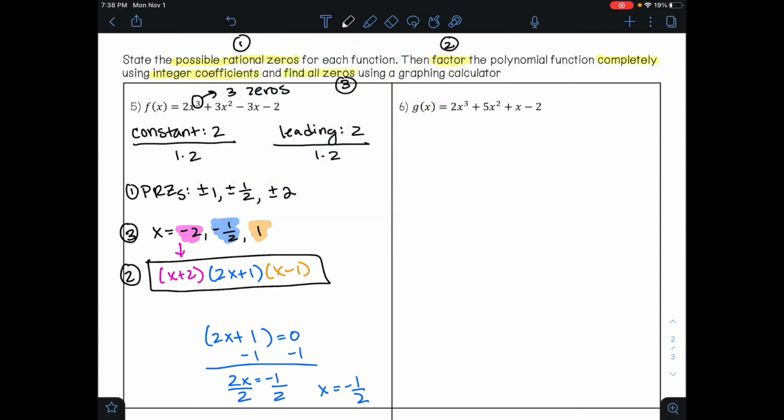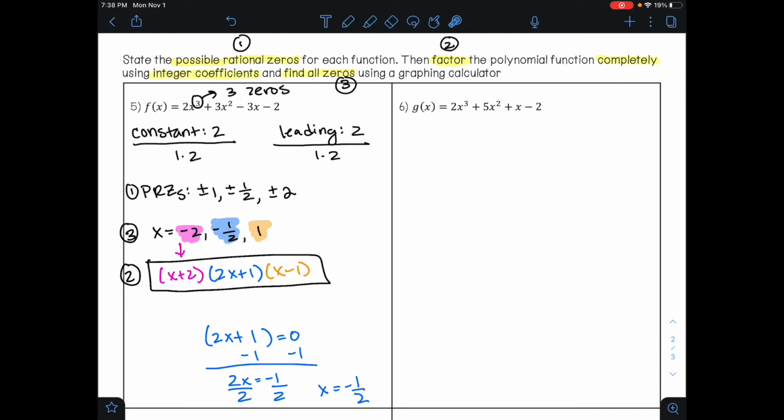So when you have a fraction, just work backwards. How would you get there? Whatever is in your numerator is what's going to go here with the opposite sign. Whatever's in your denominator was being multiplied by x.